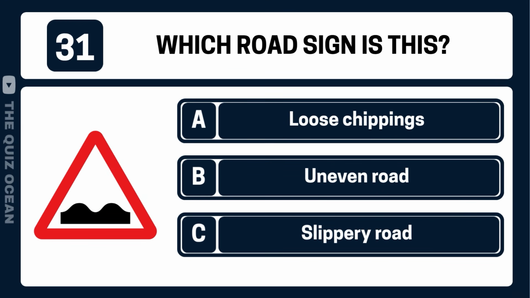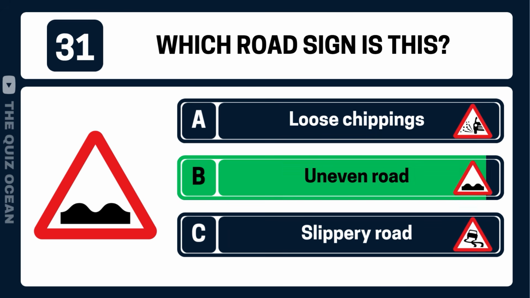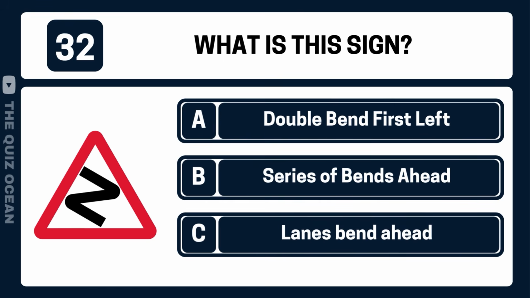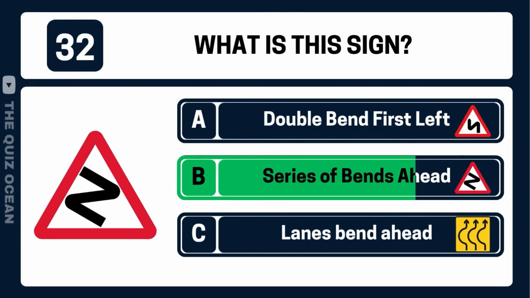Which road sign is this? Correct. This is the uneven road sign. What is this sign? Good thinking. This is the series of bends ahead sign.